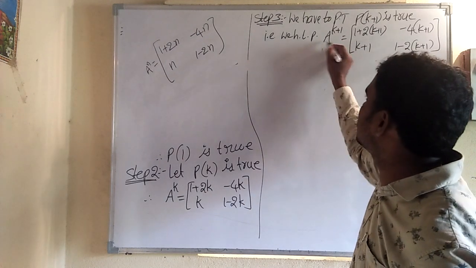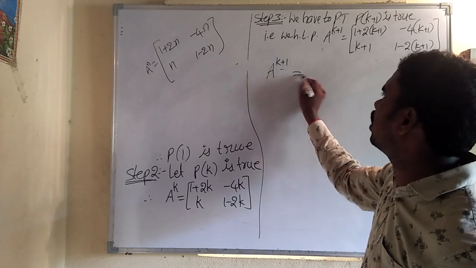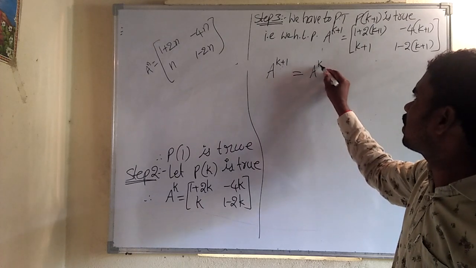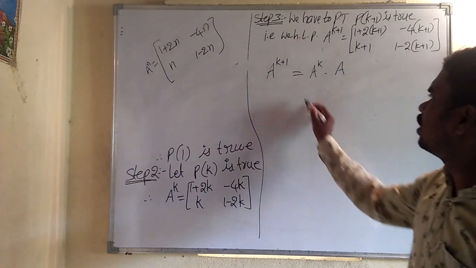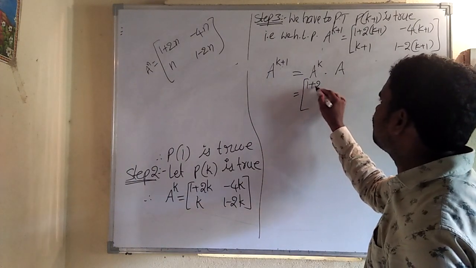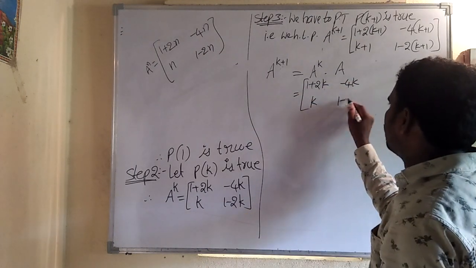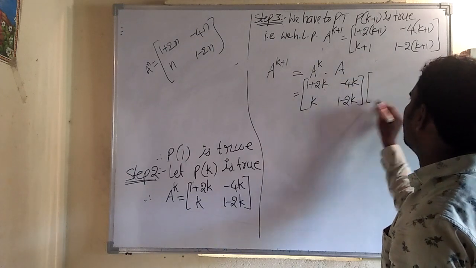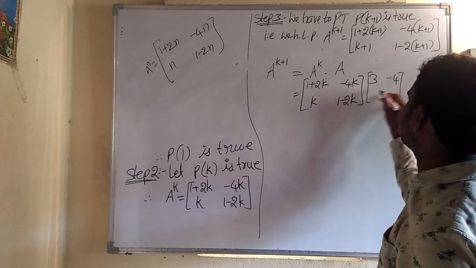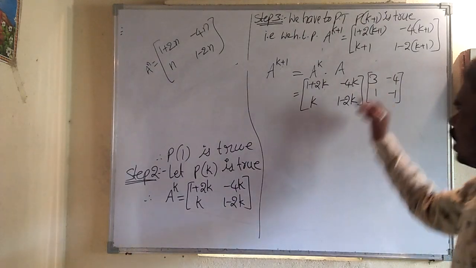Take LHS. What is LHS? A power k plus 1. Therefore, LHS, A power k plus 1, I am taking, is equal. So we have to simplify. It can be written A power k into A power 1. Am I right? A power k into A power 1. What is A power k? Here it is 1 plus 2k, minus 4k, k, 1 minus 2k, into A. A means what? Given that A is 3, minus 4, 1, minus 1. In the starting steps, the A value is given. Matrix A is given. Multiply this.